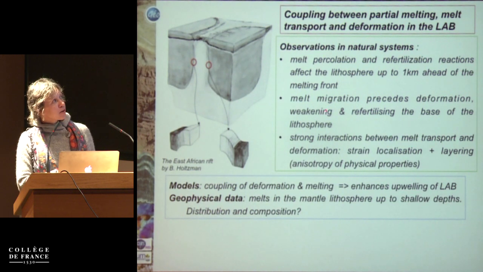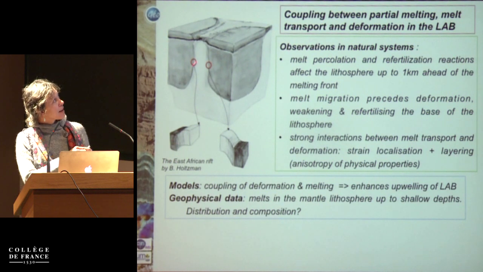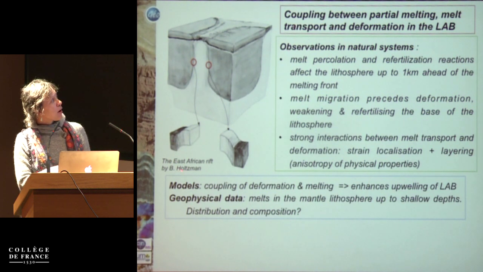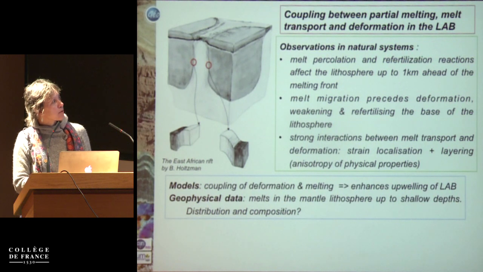In all cases, you have the melt migration that will precede the deformation, so it will weaken, and it also refertilizes the base of the lithosphere, so it allows it to remelt. And you have strong interactions between the melt transport and deformation. You have strain localization, and you have layering of the melt, which will give a strong anisotropy of physical properties. And this is one of Ben Holtzman's cartoons. The idea is that this kind of process interaction can have a strong effect on the formation of this very strong upwelling of the LAB in a narrow zone beneath the East African Rift.